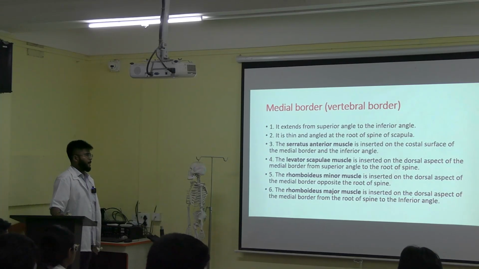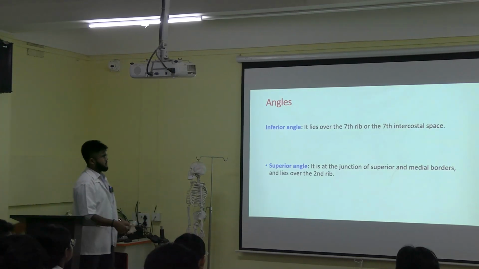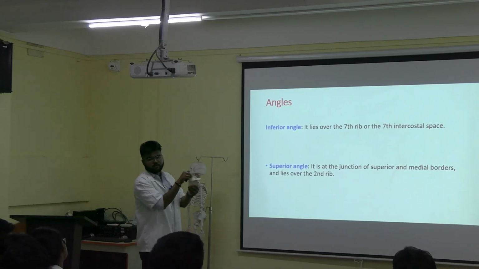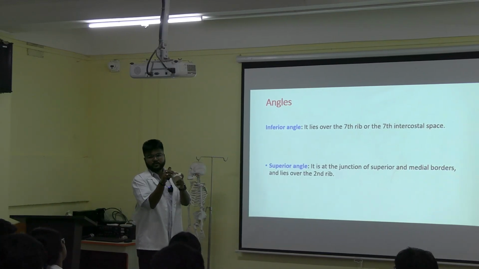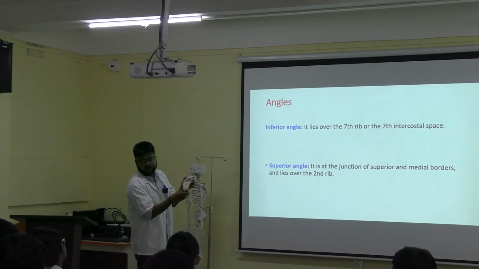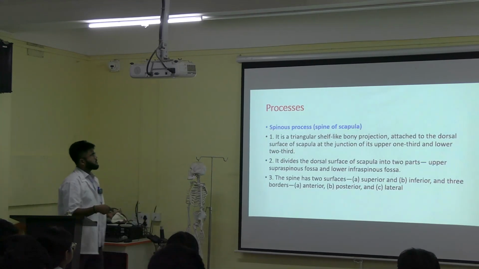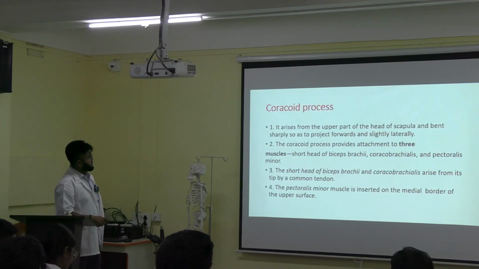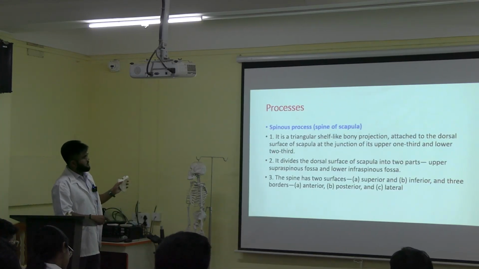Next, the angles. There is no need to write anything here. Do you know how this angle is formed? The superior angle is formed by the superior border and the medial border, and the inferior angle by these 2 borders, and this lateral angle is by this and this border. Okay, finish. No need to write these things, just write the muscle attachment.